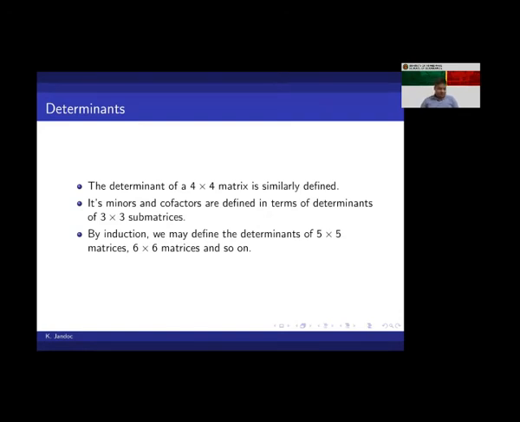Okay, so for a 4 by 4 matrix, its minors and cofactors are actually defined in terms of the determinants of 3 by 3 matrices, which in turn are defined by determinants of 2 by 2 matrices, which are the submatrices of the 3 by 3 matrix. So it's kind of convoluted, and that's how you find the determinant of higher order matrices. Fortunately, we have computers now, so we don't have to do this manually. But of course, you have to learn this thing.